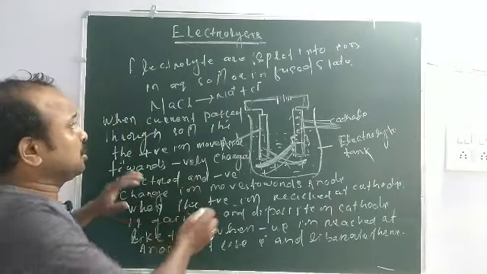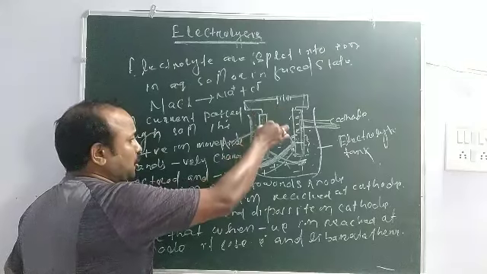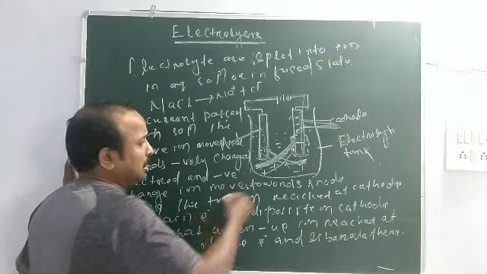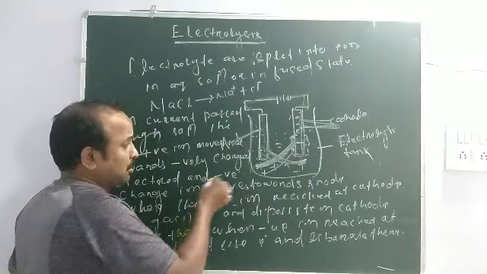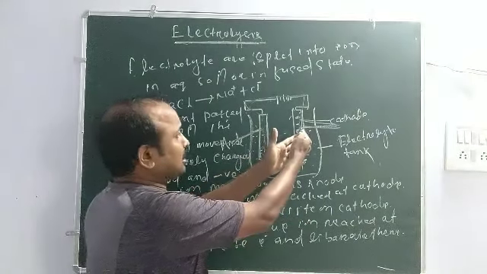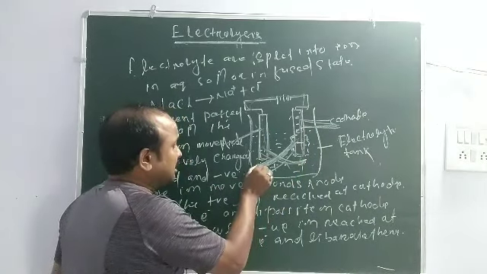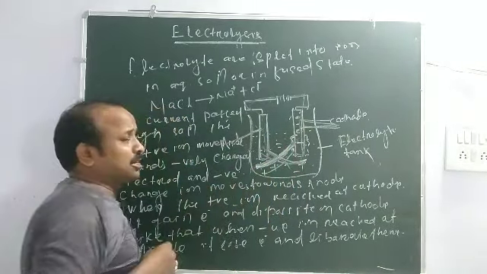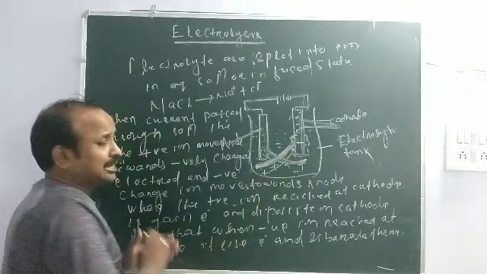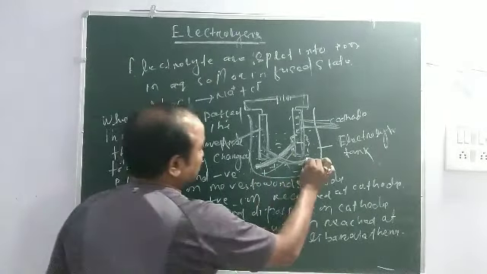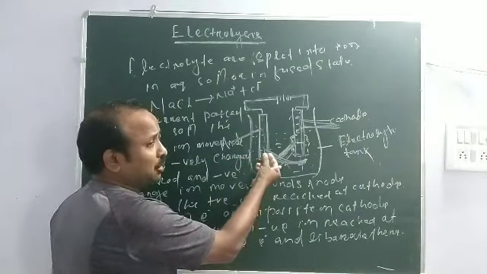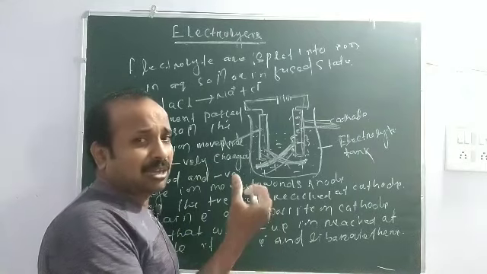So when electric current passes through the electrolyte, the positive ion moves toward the cathode and the negative ion moves toward the anode. Why does the positive ion move toward the cathode? Because it wants to gain electrons, and the negative electrode contains electrons. When this positive ion reaches the cathode, the negatively charged electrode, it gains electrons and deposits on it. And like that, when the negatively charged ion reaches the anode, it loses electrons and is liberated in molecular form.